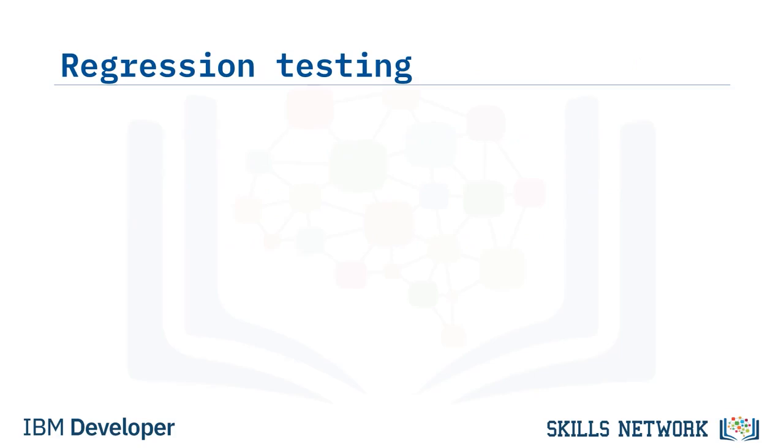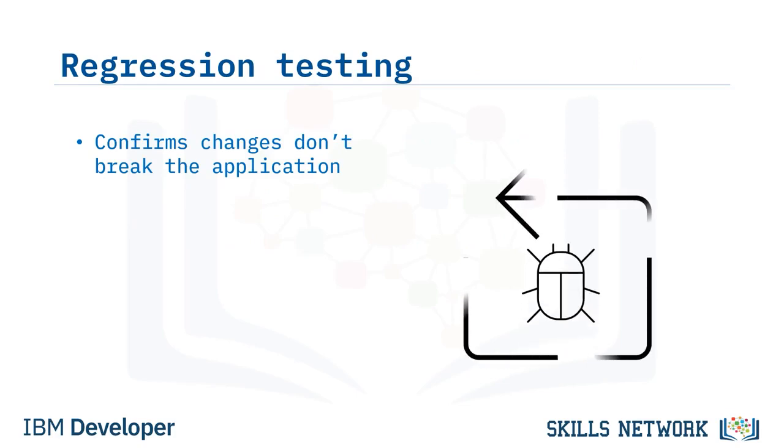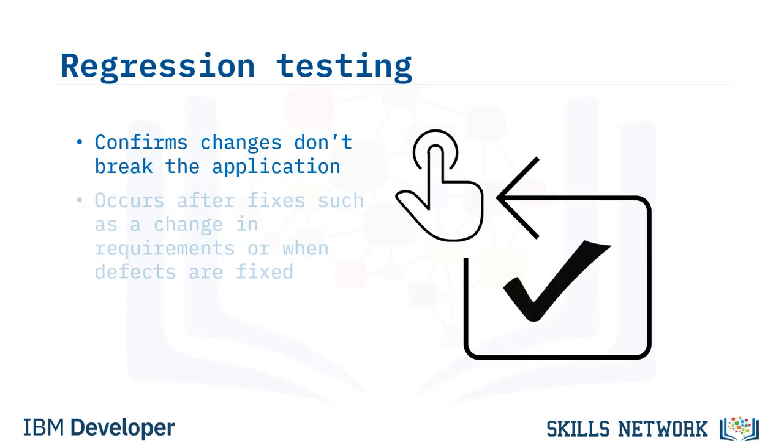Regression testing, also called maintenance testing, confirms that a recent change to the application, such as a bug fix, does not adversely affect already existing functionality. Regression testing should occur when there has been a change in requirements or when defects have been fixed.